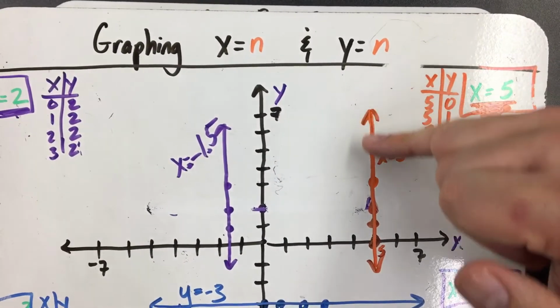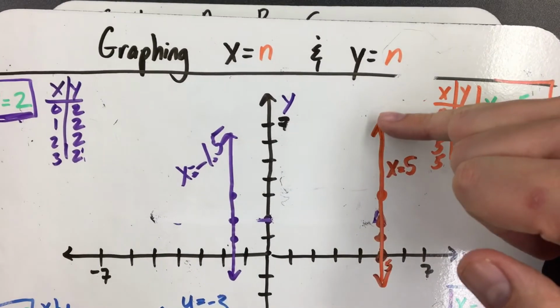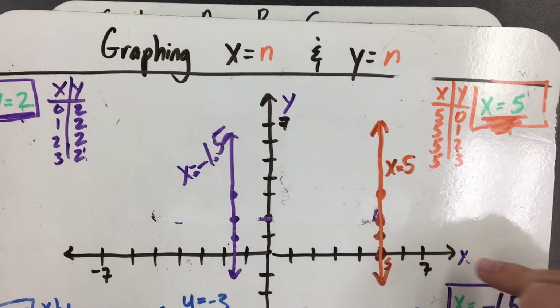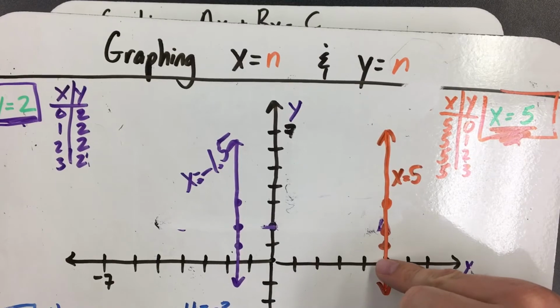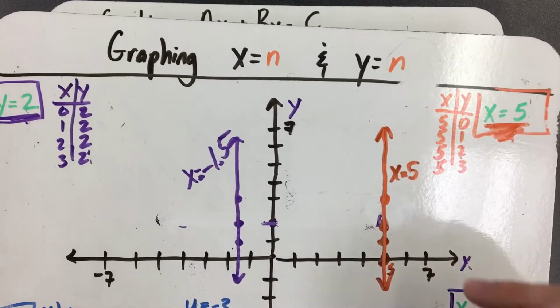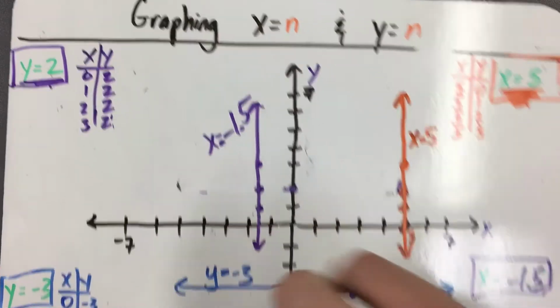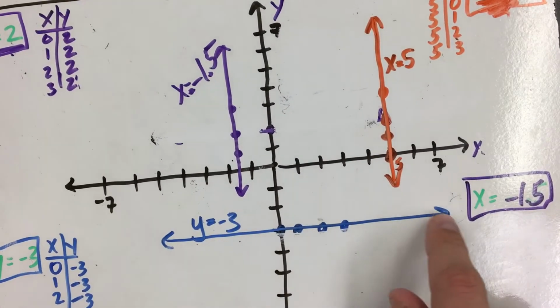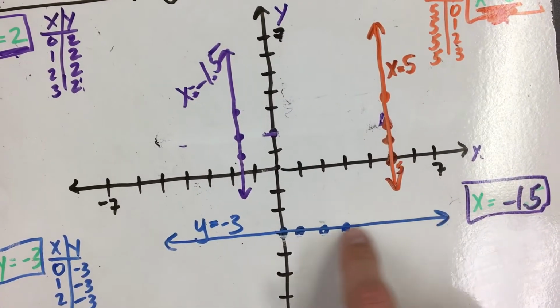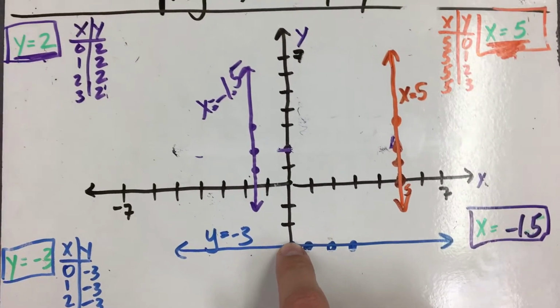Do y'all know what an intercept is? The intercept is where the line touches an axis. Like this orange one right here has an x-intercept of 5. It touched the x-axis at 5. This purple one has an x-intercept of -1.5, right? This one has only a y-intercept because it doesn't touch the x-axis. This one has a y-intercept right here at -3.